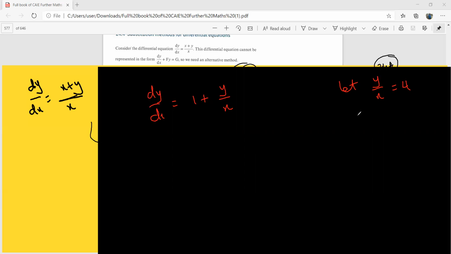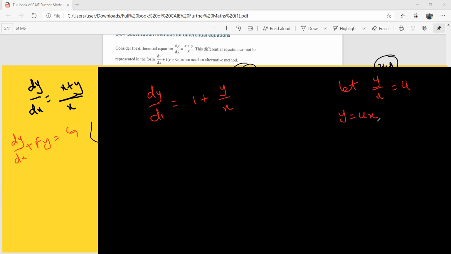You will see how this differential equation works. Right now, since this is a first order differential equation, we can't write it in the form dy by dx plus fy equal to g. So clearly we can't write this in that form, okay? So to handle this, we are going to go for a substitution, that is y over x equal to u. Okay, this gives you y is equal to ux.